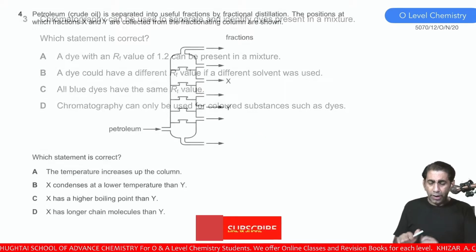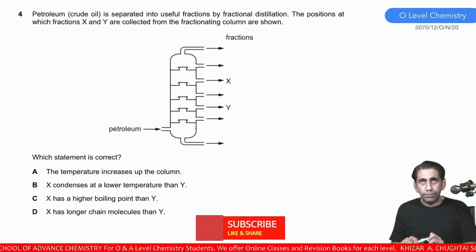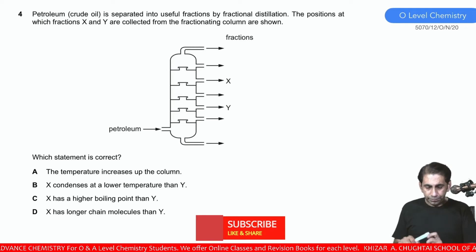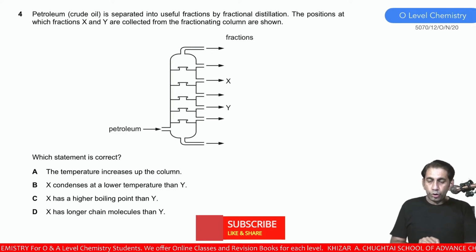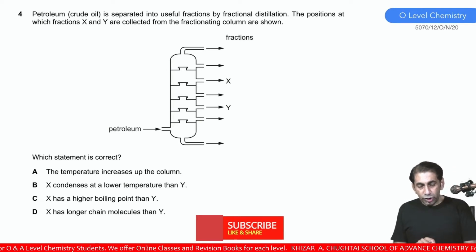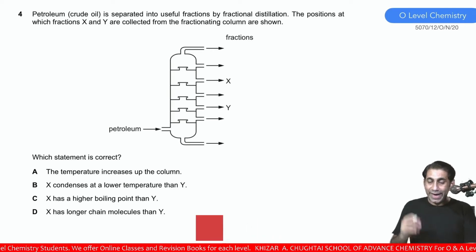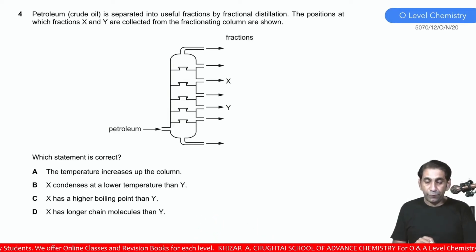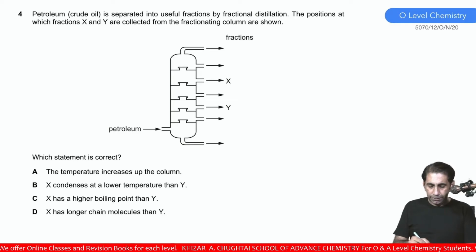Question number 4. Petroleum, crude oil, is separated into useful fractions by fractional distillation. The positions at which fractions X and Y are collected from the fractionating column are shown in this diagram over here.